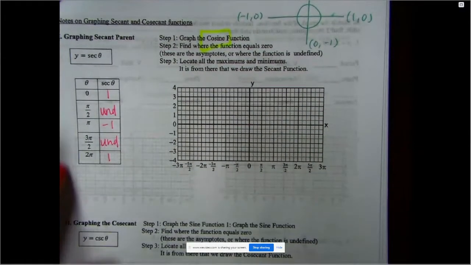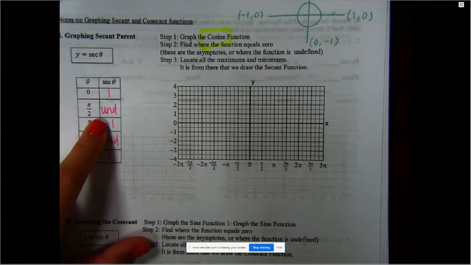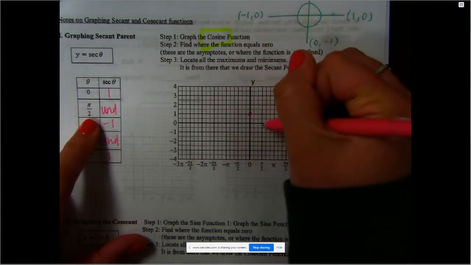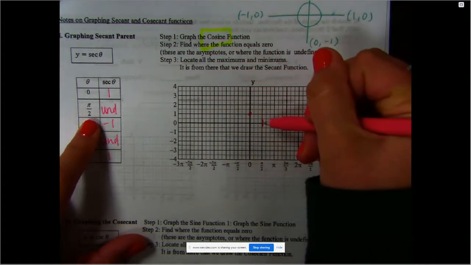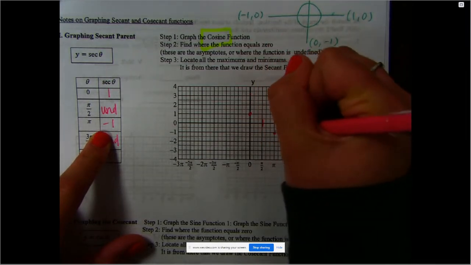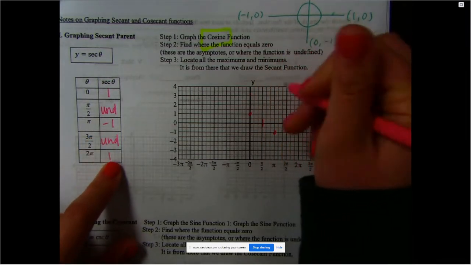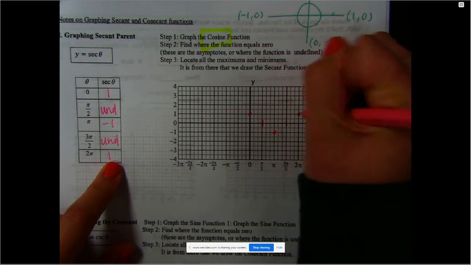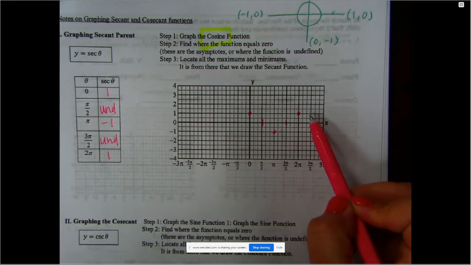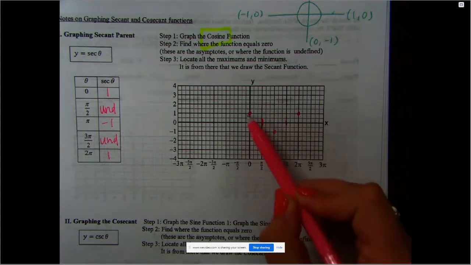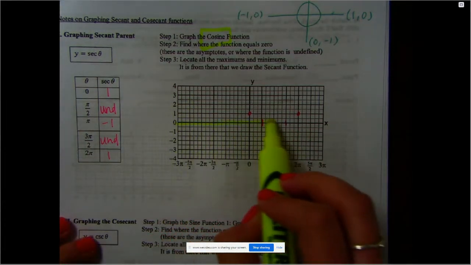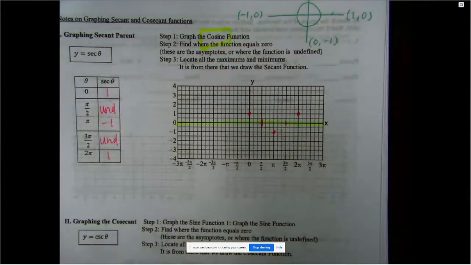So now I'm going to go over here and plot these points. At 0, 1. At pi over 2, we're going to be undefined, so I'm going to have an asymptote there. At pi, -1. At 3 pi over 2, I'll have an asymptote, and at 2 pi, it'll be up 1. So if you notice, this looks like the cosine function, and that's how we're going to be graphing secant. We're going to graph cosine, except every point that's on the sinusoidal is going to be our asymptote.